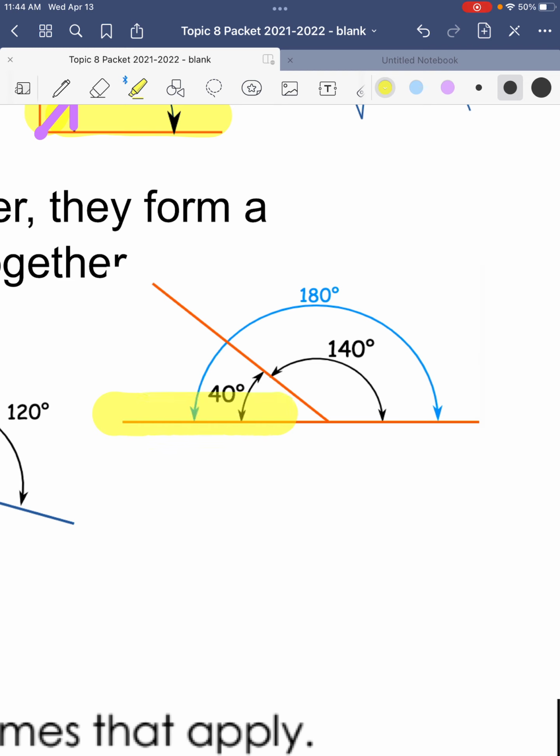So here I've got a 40-degree angle, and it's right next to a 140 degree angle. So I know that 40 plus 140 equals 180, and I can recognize that visually because together they make that straight line right there. Now remember, these were adjacent because they shared that common vertex and this common side right there.